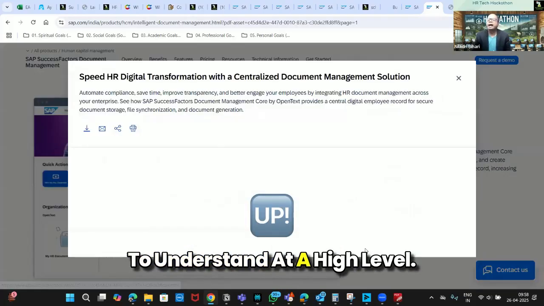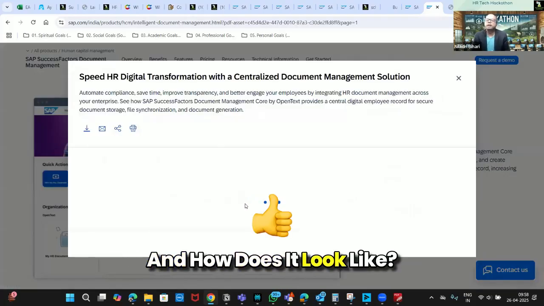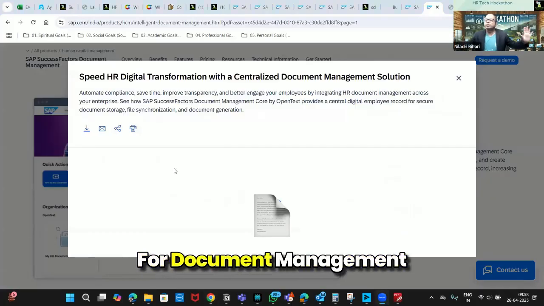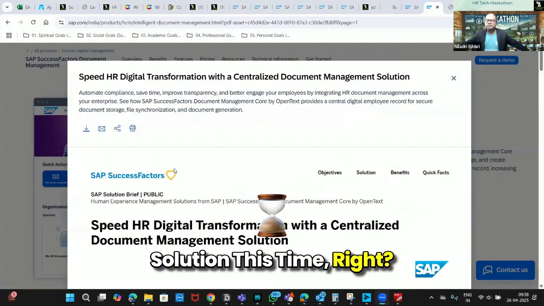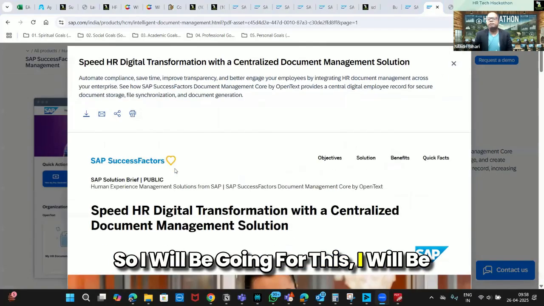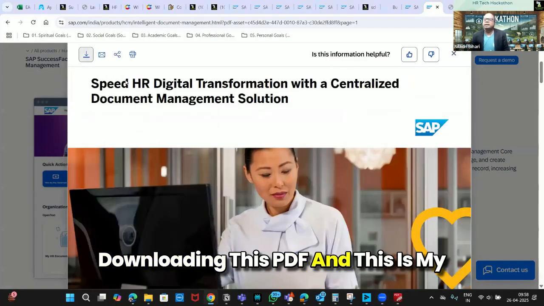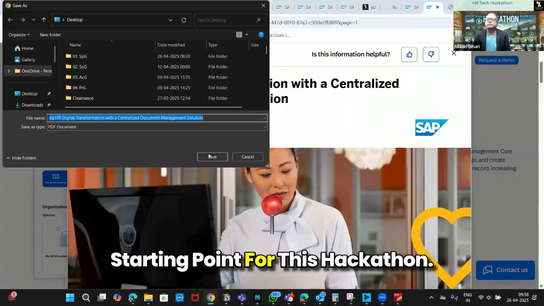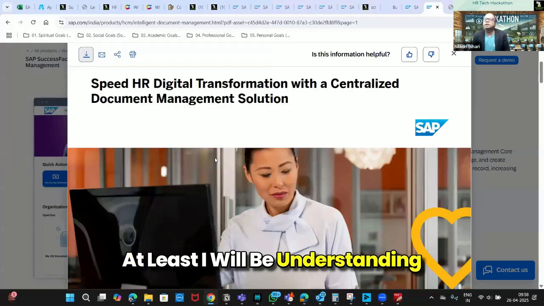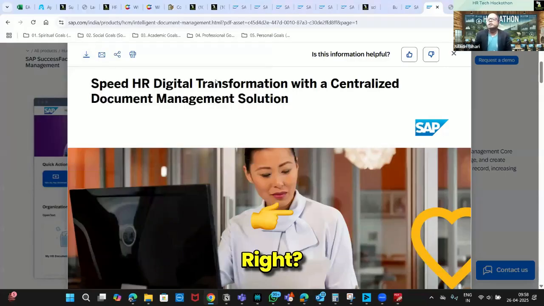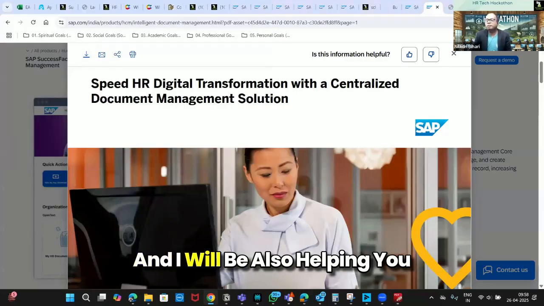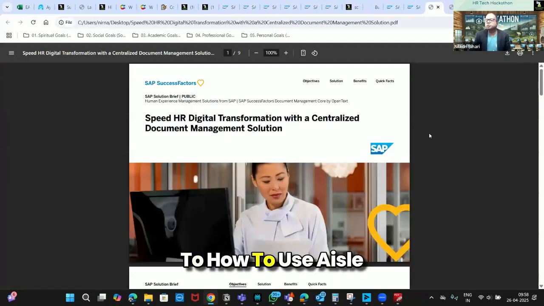It will help you understand at a high level what it looks like. Suppose I'm interested in the document management solution this time. I will go for this and download this PDF, and this is my starting point. For this hackathon, at least I will understand what I want to do. And I will also help you with how to use AI.